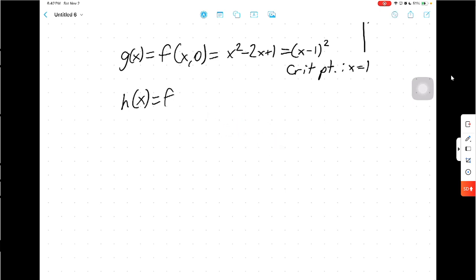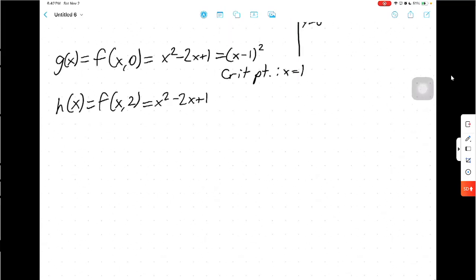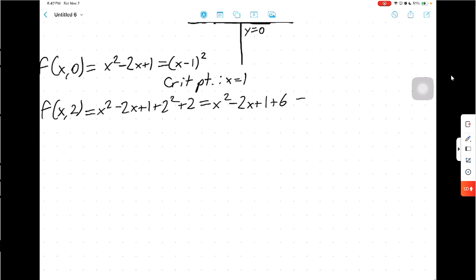H of x is equal to f of x comma 2, which is x squared minus 2x plus 1 plus 2 squared plus 2 again. That's 4, 2, 6, 7, x squared minus 2x. I'm just going to leave it as 6, because then I can do x minus 1 squared plus 6, and our critical point is x equals 1.